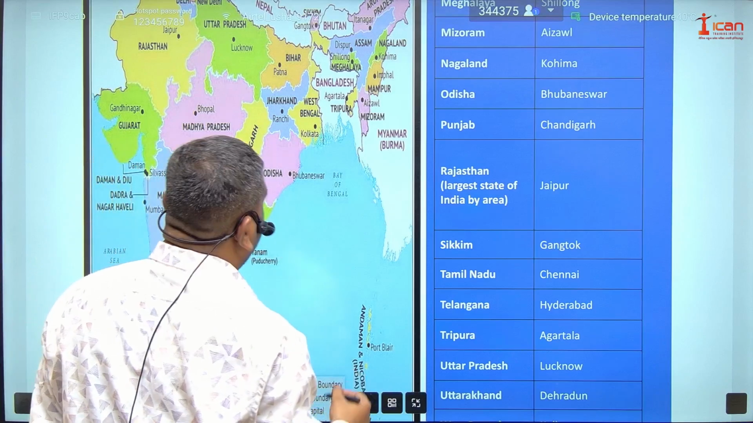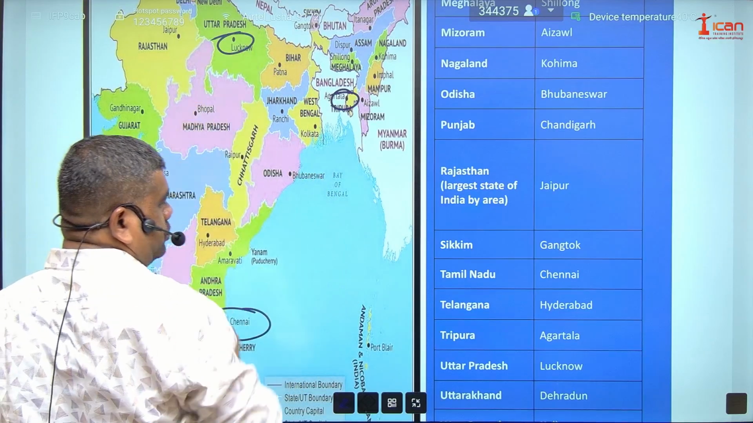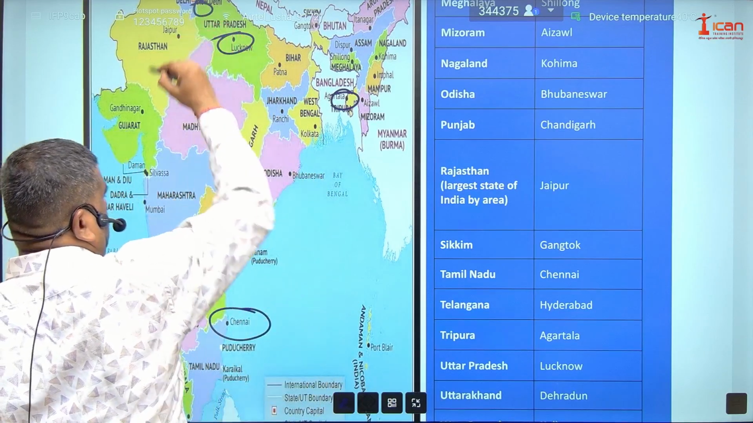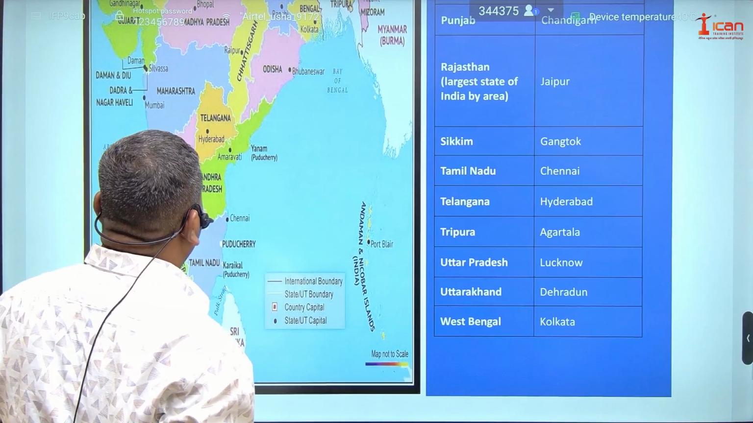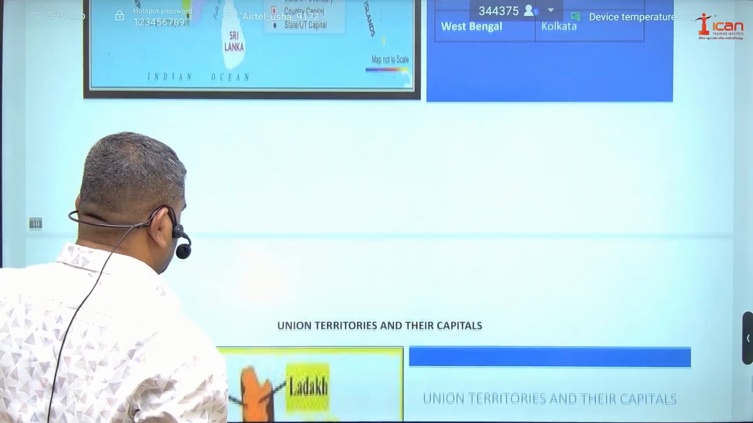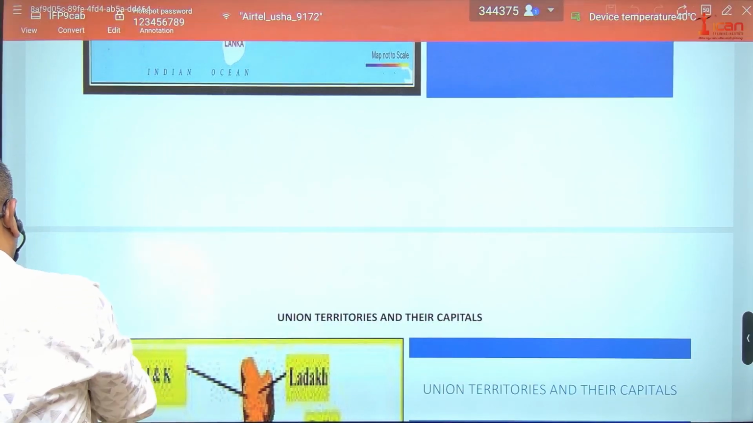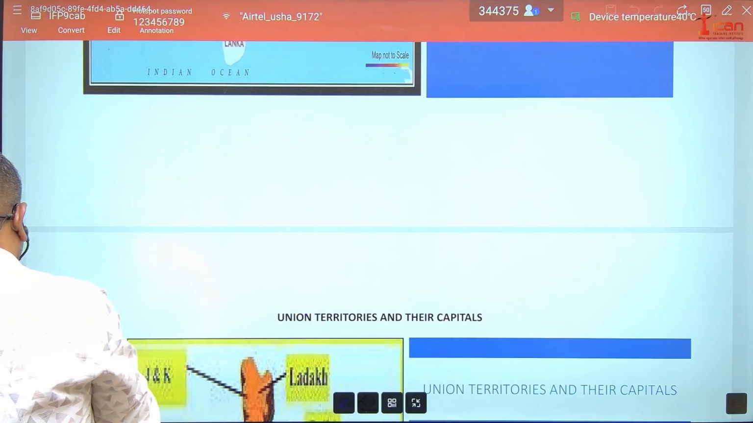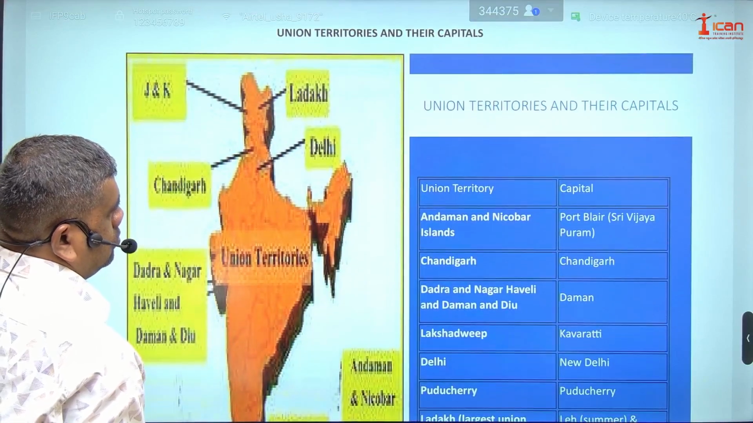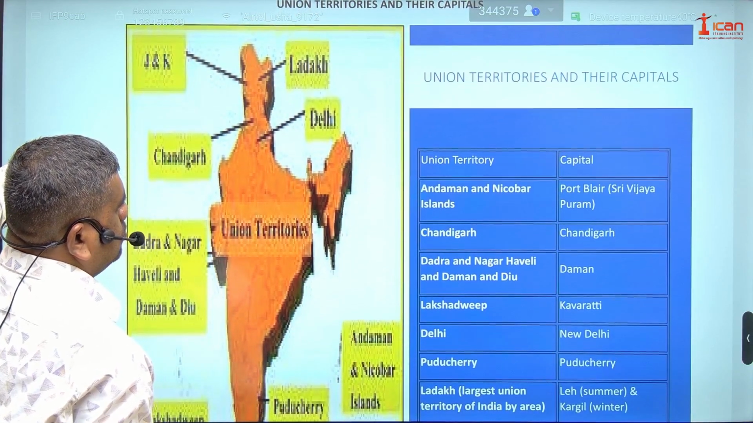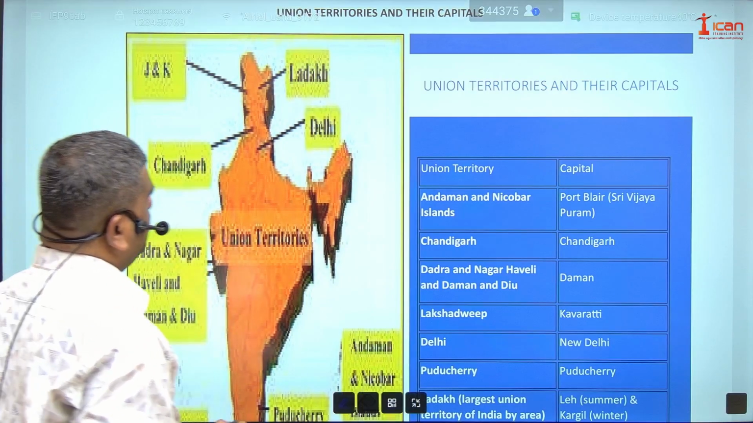Then we have Tripura, Agartala. Uttar Pradesh, we have Lucknow. Uttarakhand, Dehradun, it's on the top. West Bengal, again we have Kolkata. So, what are the union territories? Let us have a look at the union territories. So, what are the capitals of the union territories?